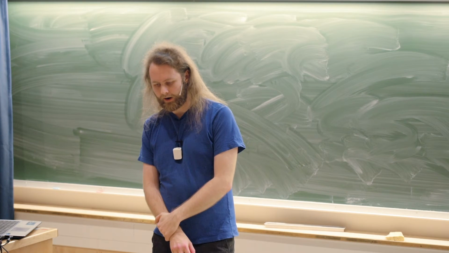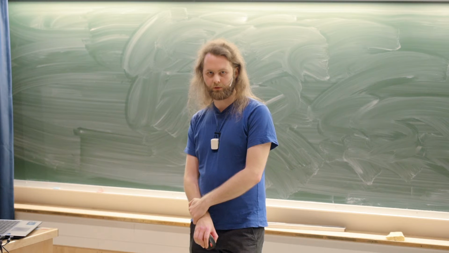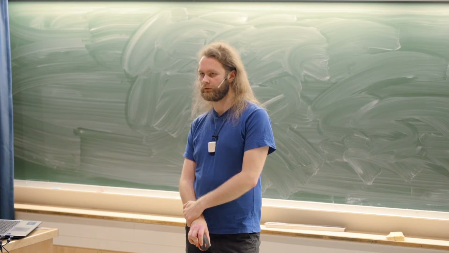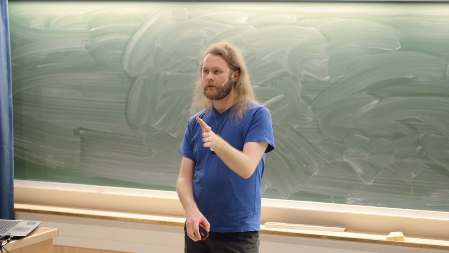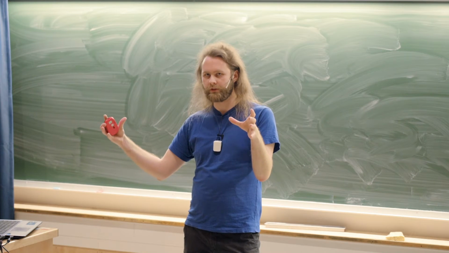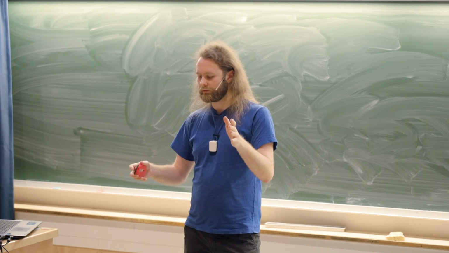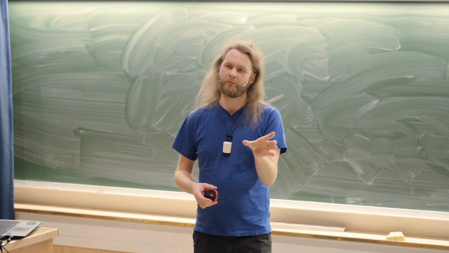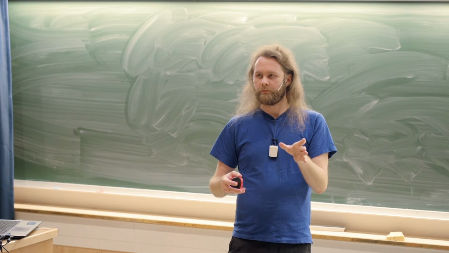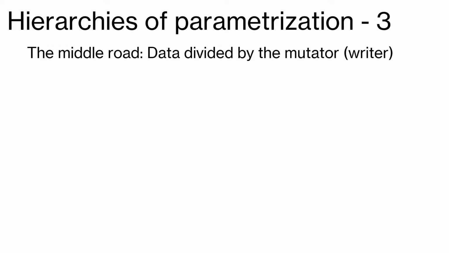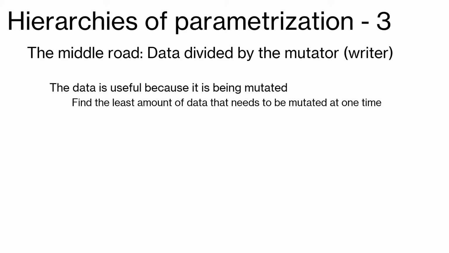The middle ground that I've found the most success with, in both my own programming and looking at what other students are doing, is that your program has some amount of state. These are all the variables that exist in your program. Then you divide that data based on the least amount of data that you need to be able to modify at one time. You don't need to modify all the data, but there are some groupings of data that you need to modify at once. So again, same thing from last time. Data is useful because it's being mutated. Process is useful because it's stateful. So we want to find the least amount of data that we modify at once.